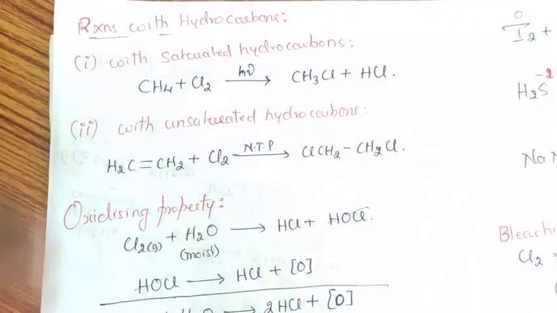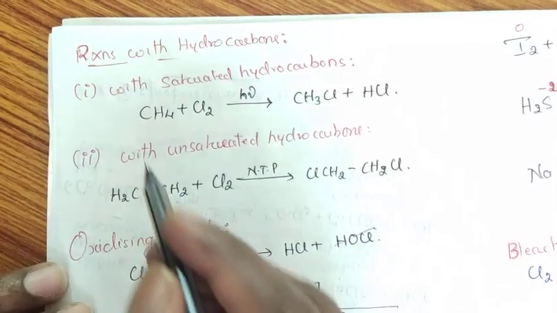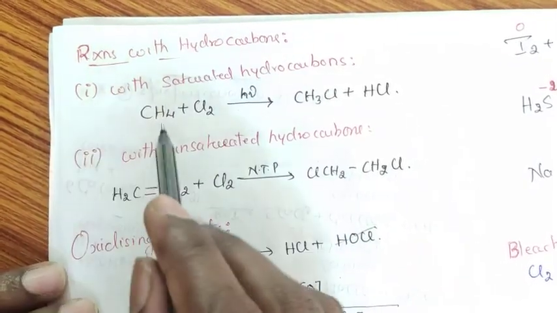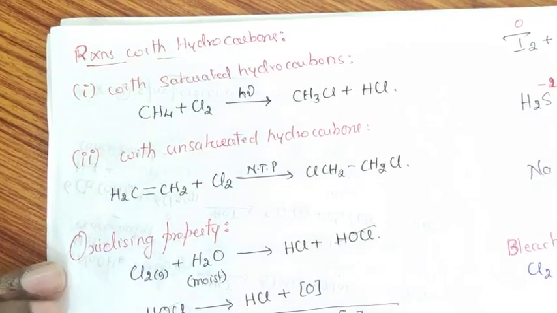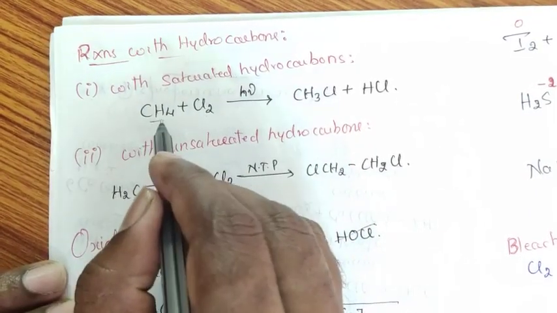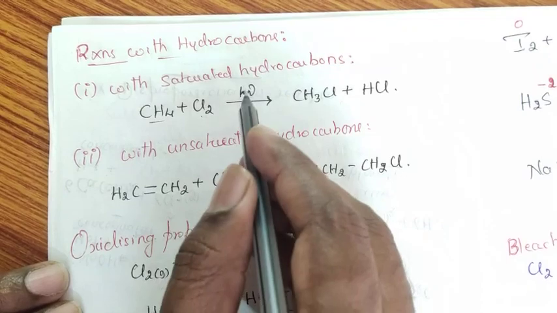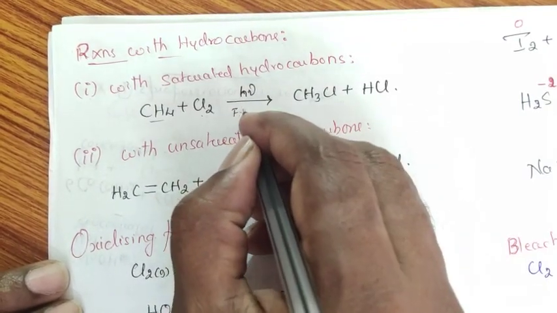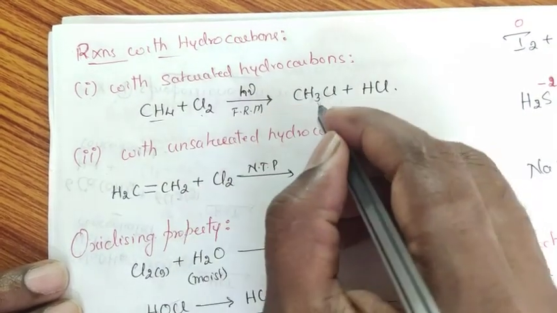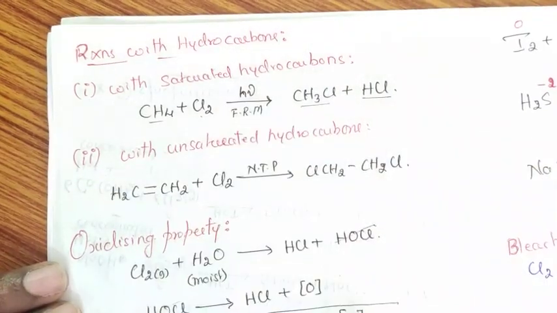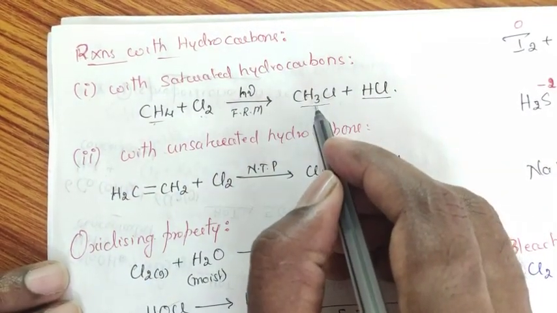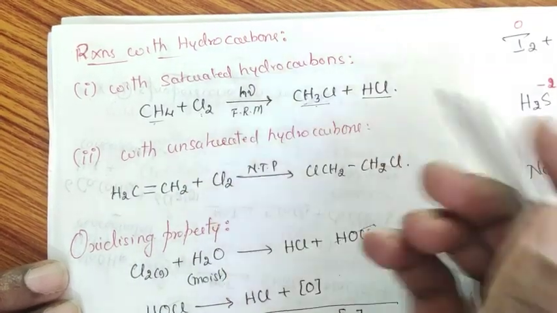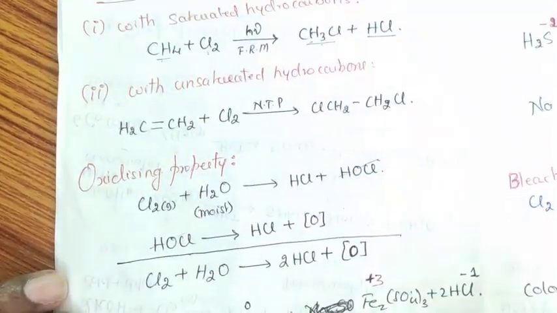Next, coming to reactions with hydrocarbons. Hydrocarbons are broadly classified into two types, saturated and unsaturated. I think you know the meaning of saturated and unsaturated. When methane is treated with chlorine in presence of diffuse sunlight, it undergoes a free radical mechanism to form methyl chloride and HCl. If I take excess of methane, methyl chloride will be the major product. If I take excess of chlorine, carbon tetrachloride will be the major product.